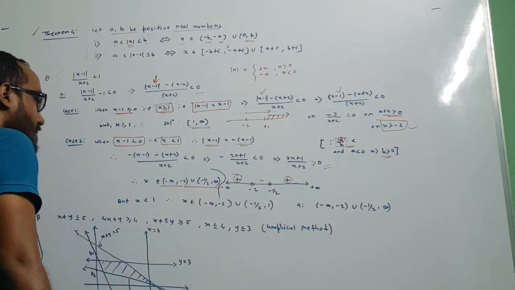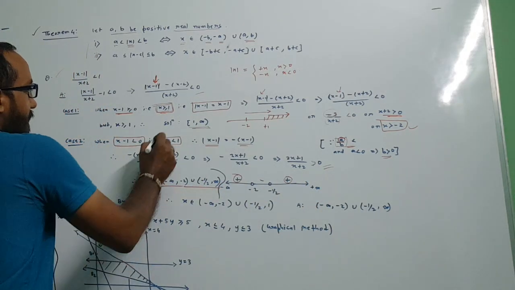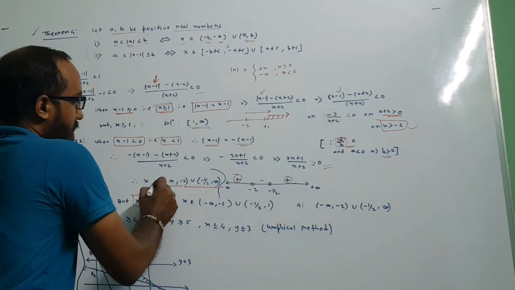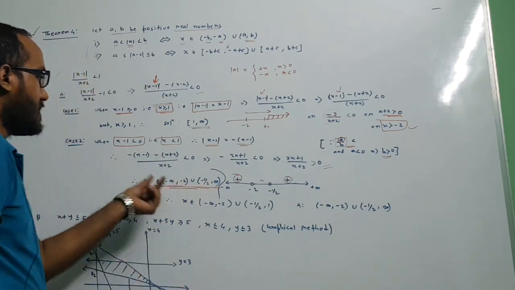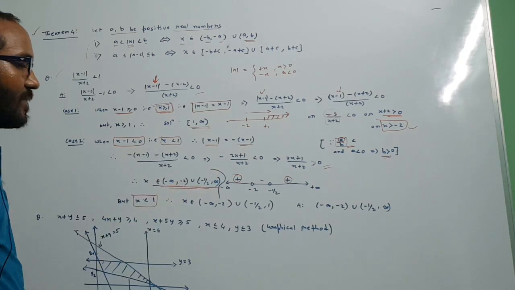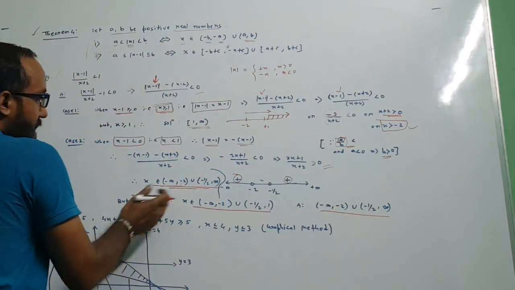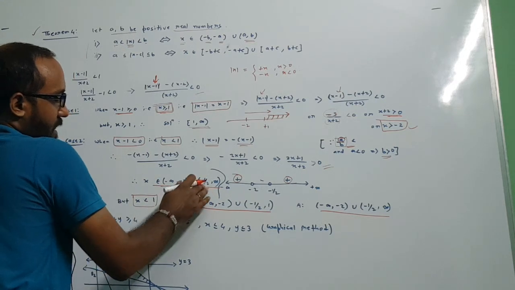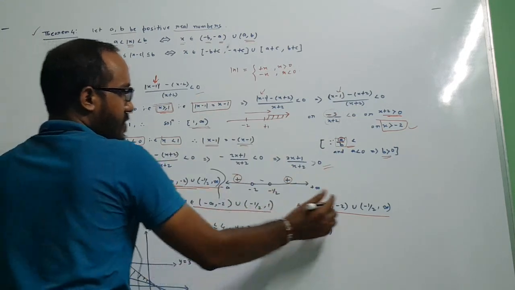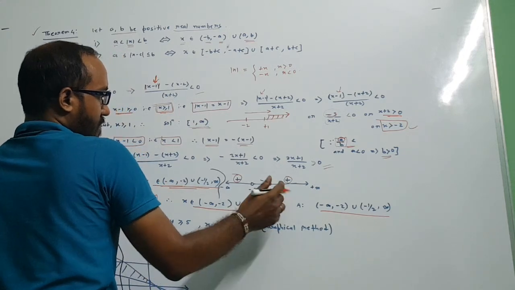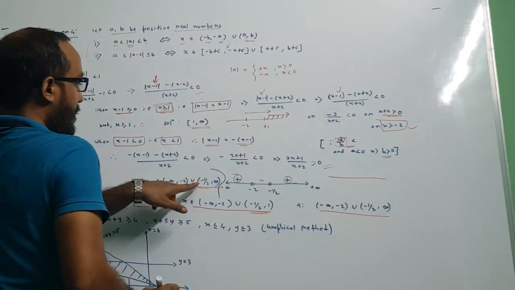This is our solution. But see, here we have x is less than 1, and here we have x between minus infinity to minus 2 and minus half to plus infinity. So what is the common interval? The common interval would be x less than 1, but here we have minus half to plus infinity.